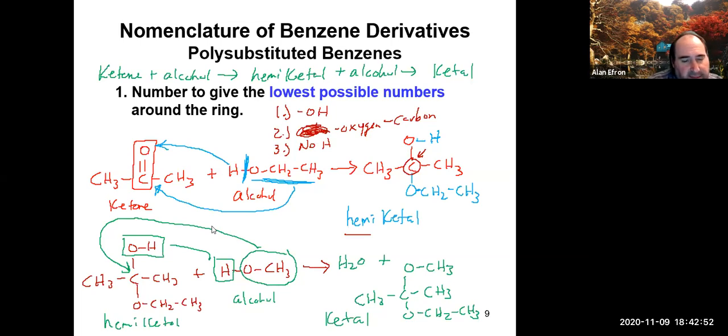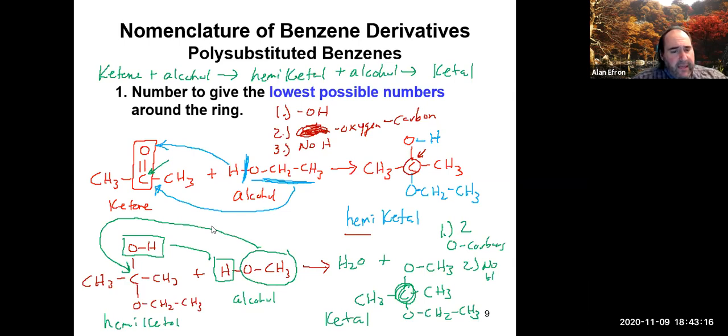What is the difference between a ketal and an acetal? In a ketal, you have two oxygen carbon groups and no hydrogen. So again, this guy has no hydrogen because it started out as a ketone. So those are two reactions that occur with aldehydes and ketones.